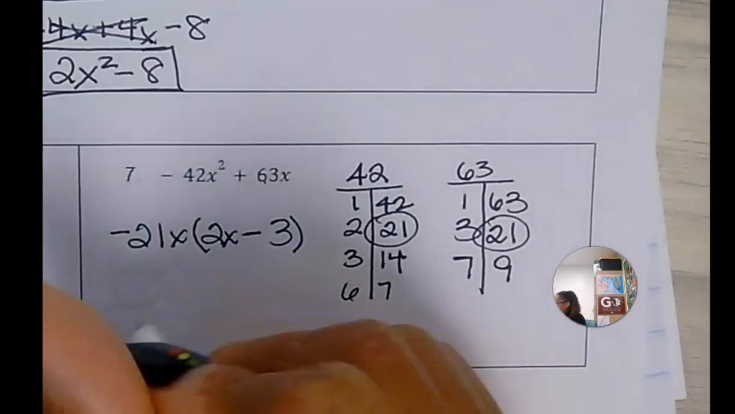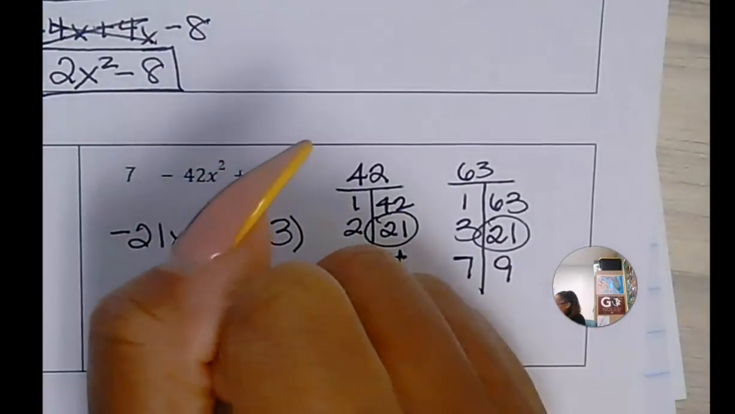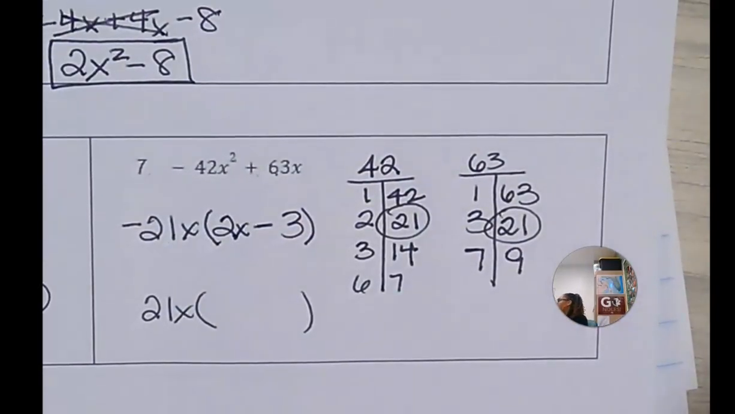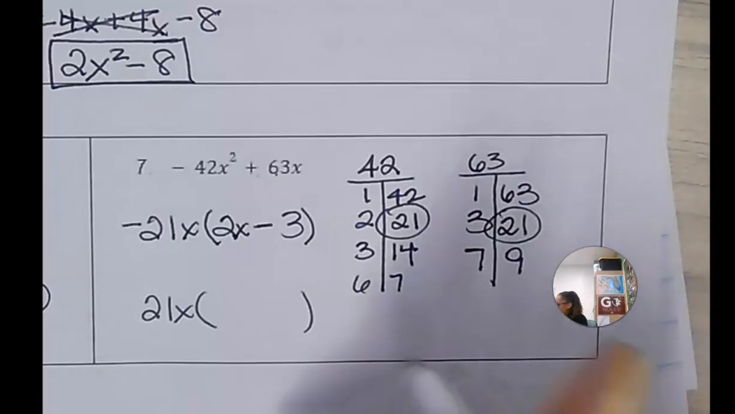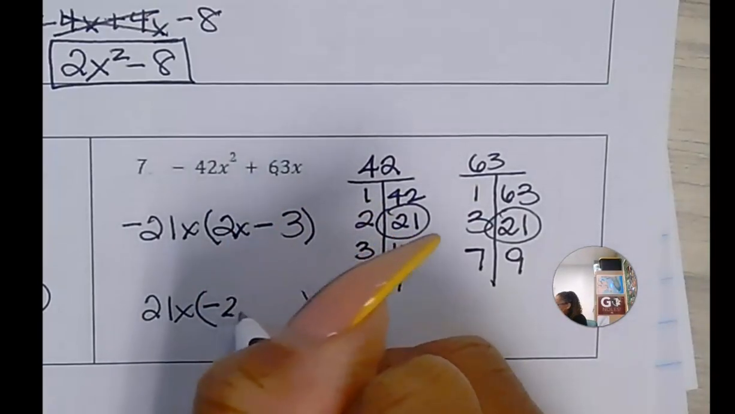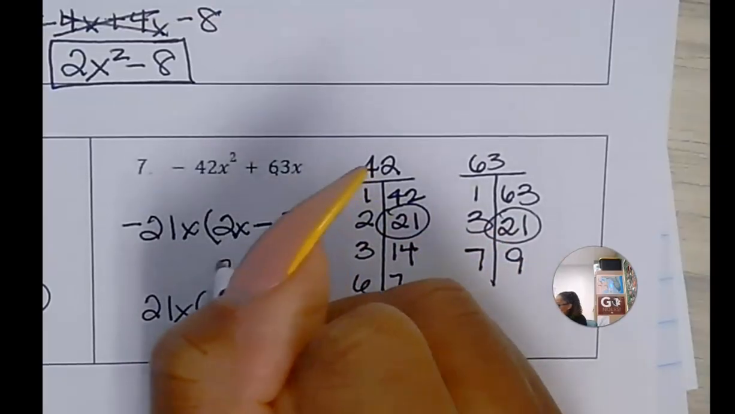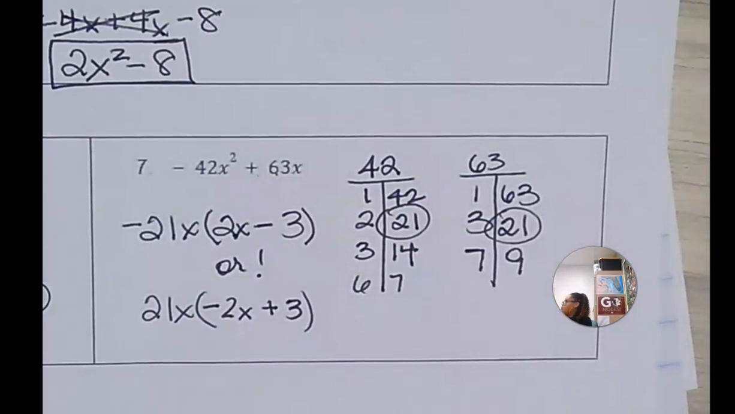Positive. Now, if you had a positive 21x, what does that say about everything else inside the parentheses? Not negative, but it has to do what? It has to be the opposite. So this becomes a negative 2x, and this becomes a positive 3. Either or. But you got to recognize both.